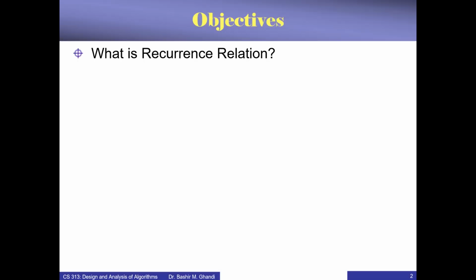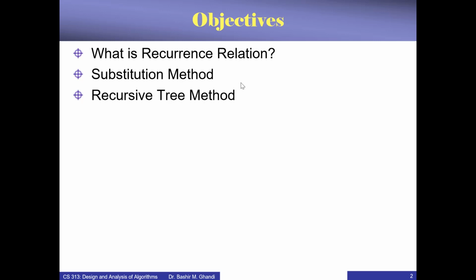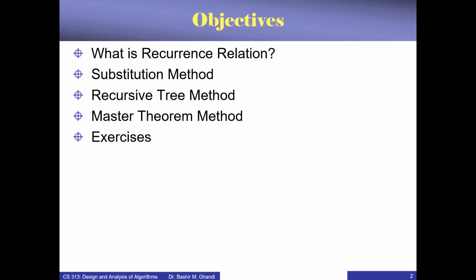First, we define what a recurrence relation is, and then we go through three different methods of solving recurrence relations. The first one is the substitution method, then the recursive tree method, and finally the master theorem method. These are all different methods of solving recurrence relations or recurrence equations. We shall take many examples, especially with the master theorem. It has many examples, and then at the end we'll look at some exercises which you can try on your own.